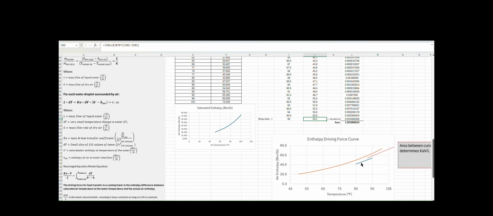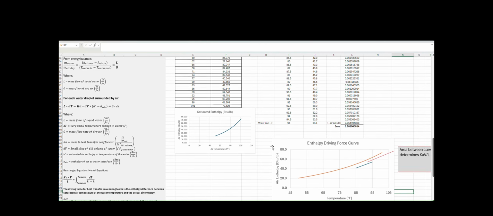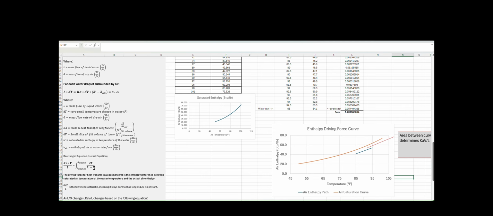So with that, now that we know the path that our air enthalpy takes as it moves through the tower, we can look at, okay, what is the area between these two curves on this chart here? And why do we care about that? Because if I jump down to this rearranged Merkel equation, that's going to give us our tower characteristic number. And it's not a straightforward what is the area between these curves. It is actually, as you see in the equation, the inverse. It's the integral of the inverse of that temperature or that enthalpy difference.